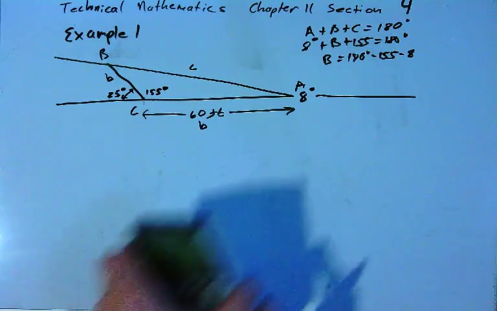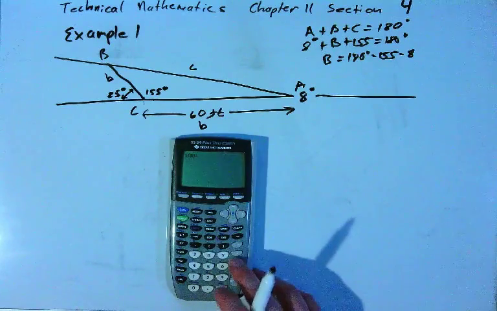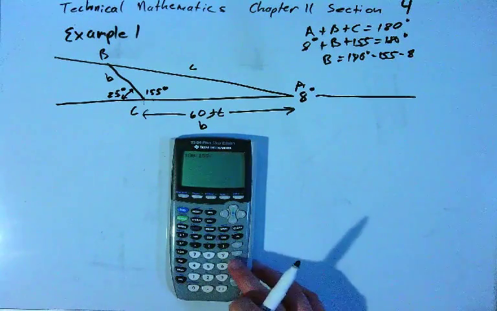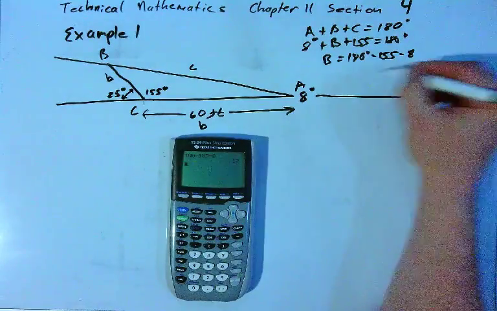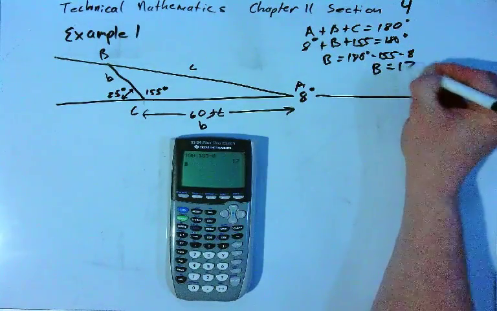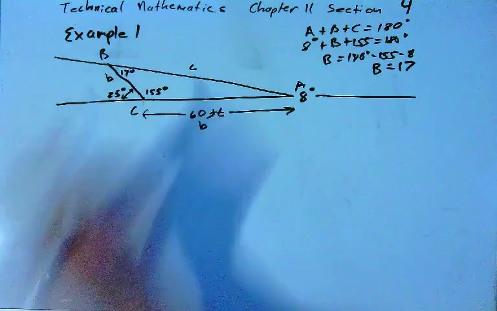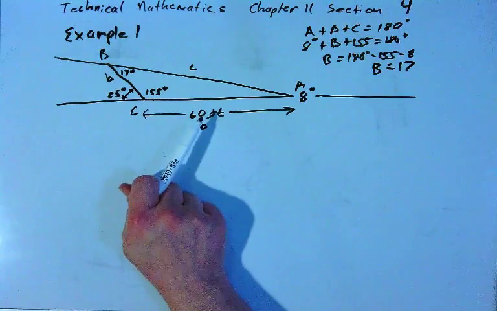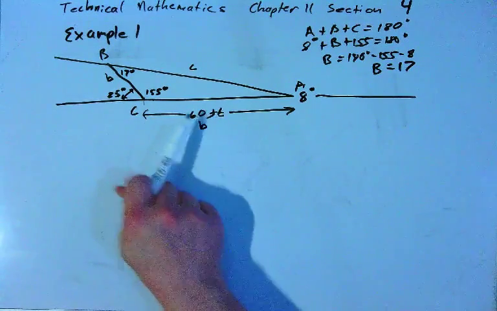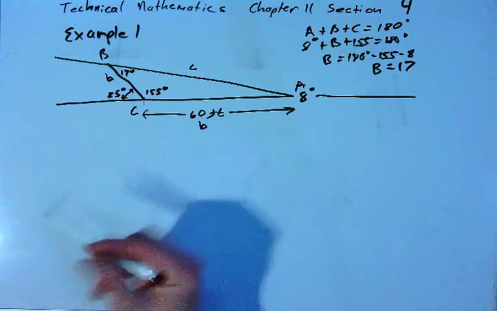And so we'll type that into the calculator. We have 180 minus 155 minus 8, and we get 17. So angle B must be 17 degrees. Okay, and so this would be 17 degrees. Okay, and so now that we know all 3 angles, we know an angle and the side opposite. That means we can use the law of sines, right? If we know an angle and the side opposite of that angle, we can use the law of sines.